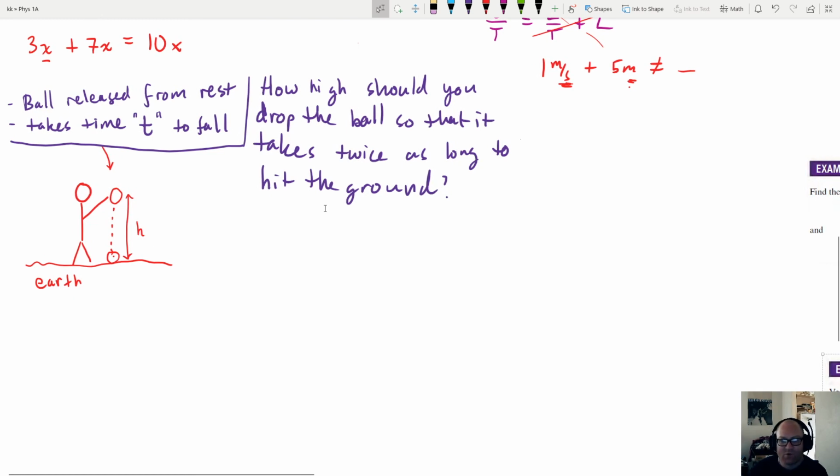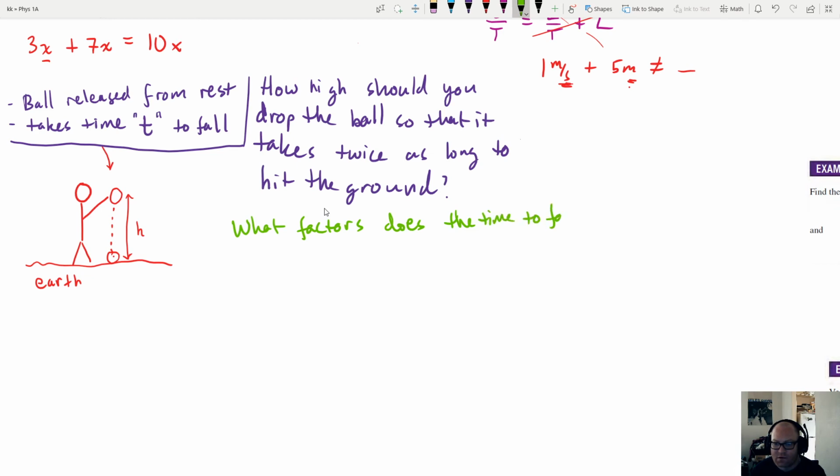So we're going to say, what could it depend on? What factors does the time to fall depend on? What do you all think? Okay, one person says gravity. We'll call that G. What else? The height? Absolutely. We'll call that H. Anything else? The mass? Okay.